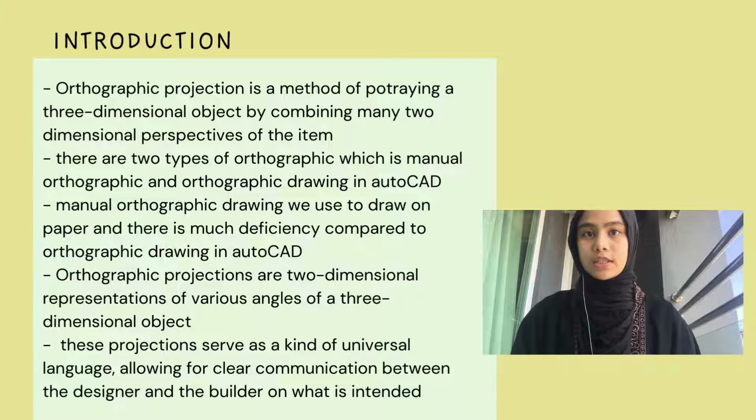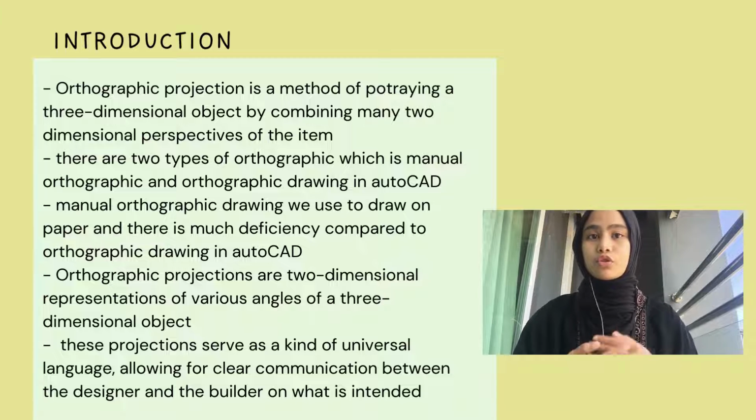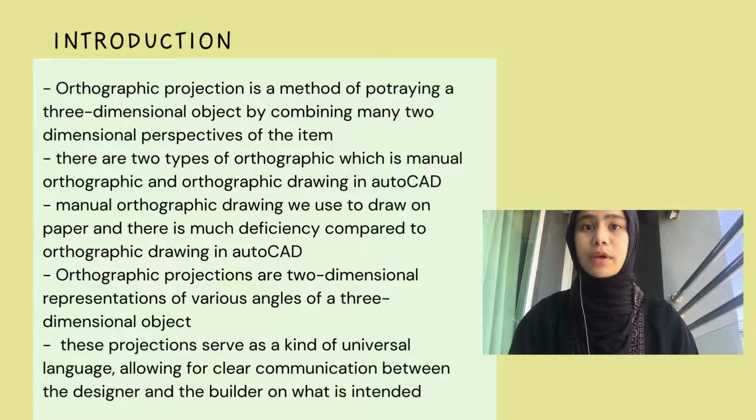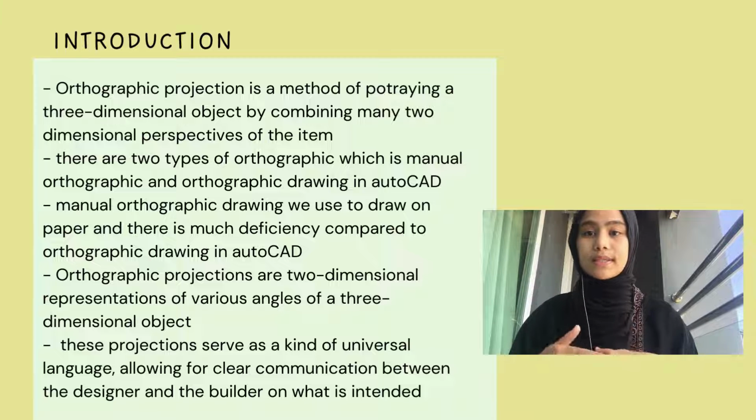We go into introduction. Orthographic projection is a method of portraying a three-dimensional object by combining many two-dimensional perspectives of the item. There are two types of orthography, which are manual orthographic and orthographic drawing in AutoCAD. Manual orthographic drawing we used to draw on paper, and there is much difference compared to orthographic drawing in AutoCAD. Orthographic projections are two-dimensional representations of various angles of a three-dimensional object. This projection serves as a kind of universal language, allowing for clear communication between the designer and the builder on what is intended.